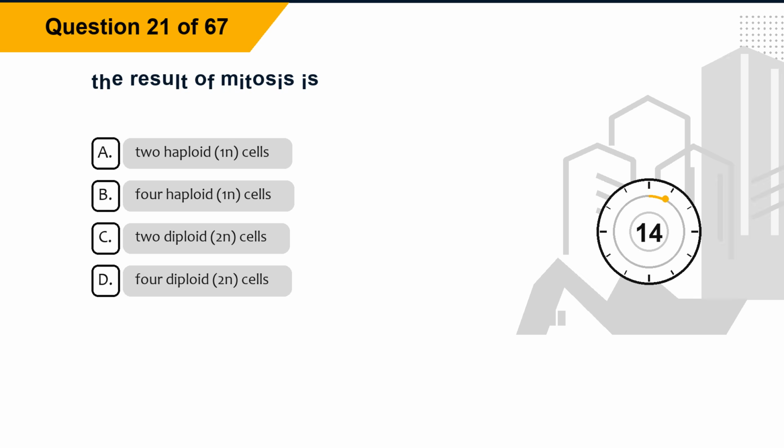Question 21. The result of mitosis is: option A, 2 haploid, 1N, cells. Option B, 4 haploid, 1N, cells. Option C, 2 diploid, 2N, cells. Option D, 4 diploid, 2N, cells.